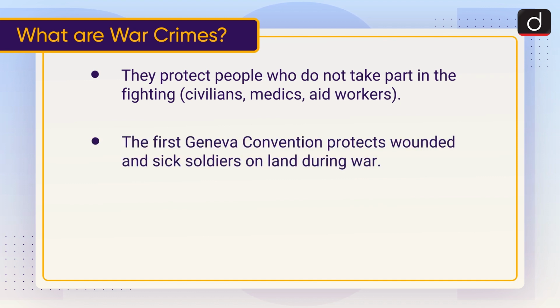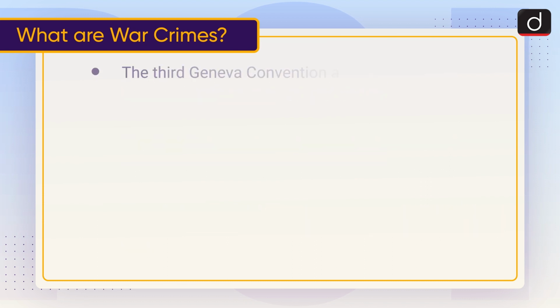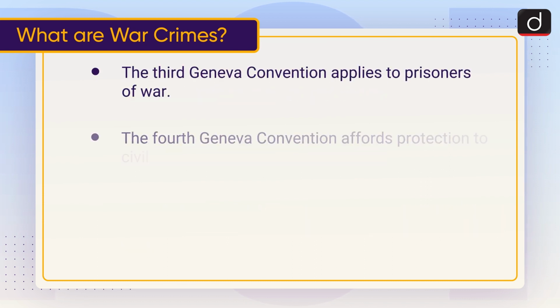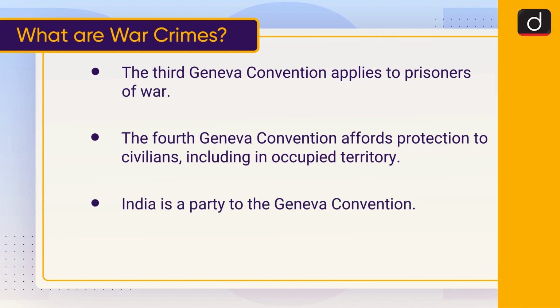The first Geneva Convention protects wounded and sick soldiers on land during war. The second Geneva Convention protects wounded, sick and shipwrecked military personnel at sea during war. The third Geneva Convention applies to prisoners of war. The fourth Geneva Convention affords protection to civilians, including in occupied territory. India is party to the Geneva Convention.